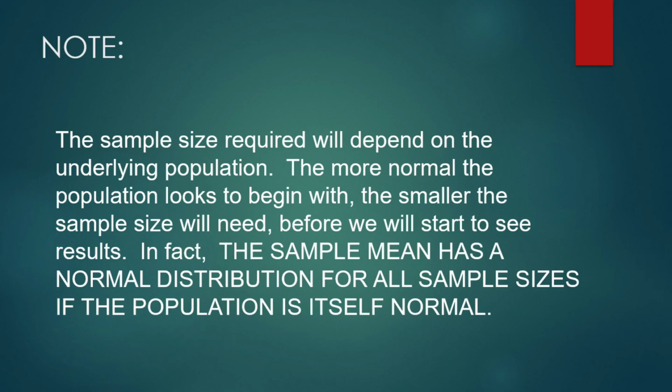The more normal the population looks to begin with, the smaller the sample size we'll need before we start to see results. In fact, the sample mean has a normal distribution for all sample sizes if the population is itself normal.